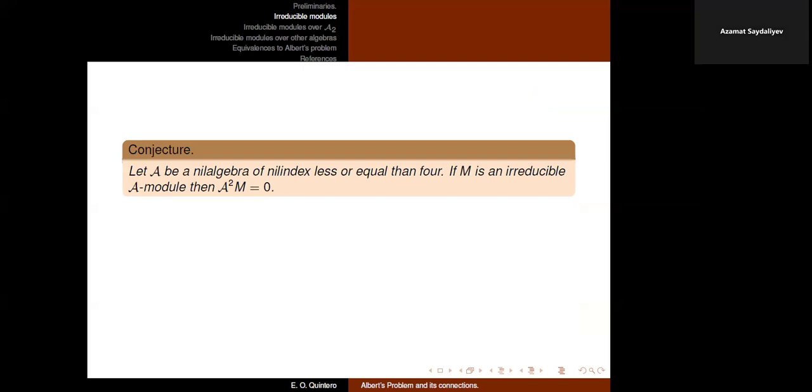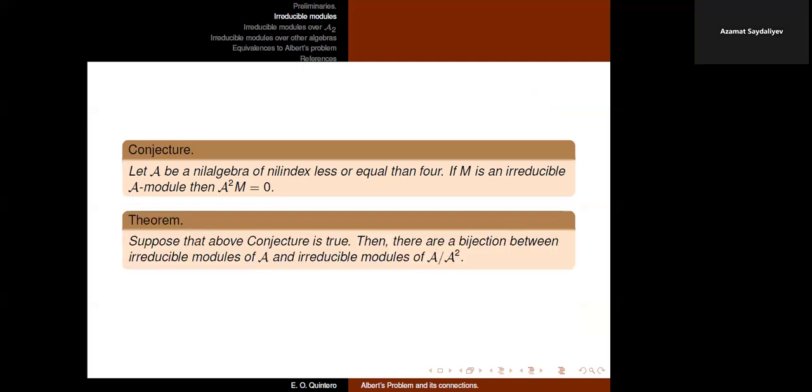So we have the next conjecture. Let A be an algebra of nil index, let's say, 4. If M is an irreducible A module, then A squared M equals 0. And suppose that the above conjecture is true, then there exists a bijection between the irreducible modules of A and irreducible modules of A quotient A squared.